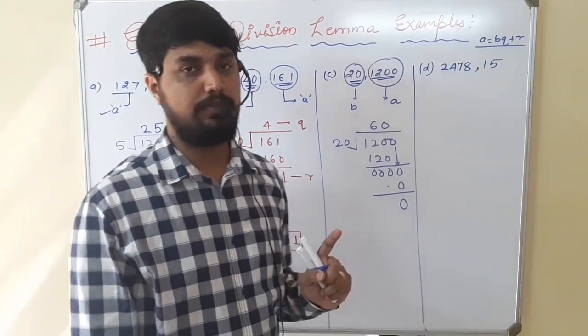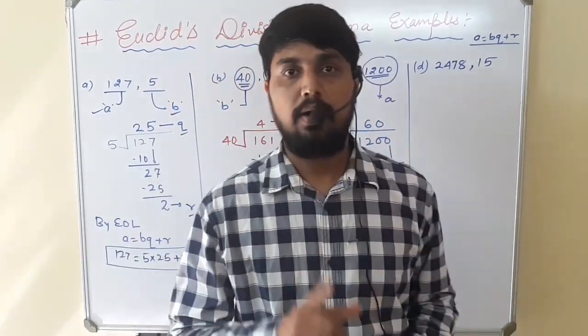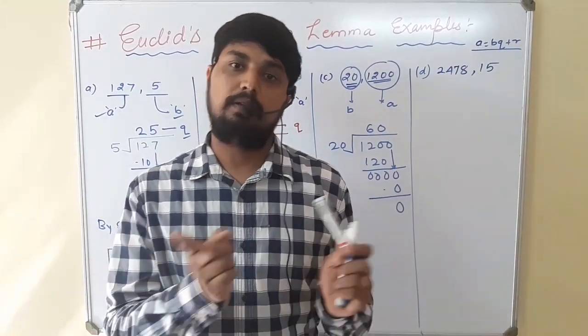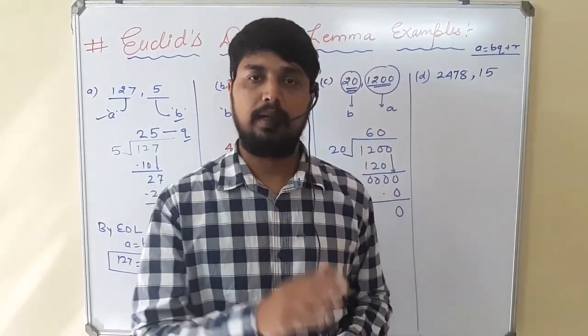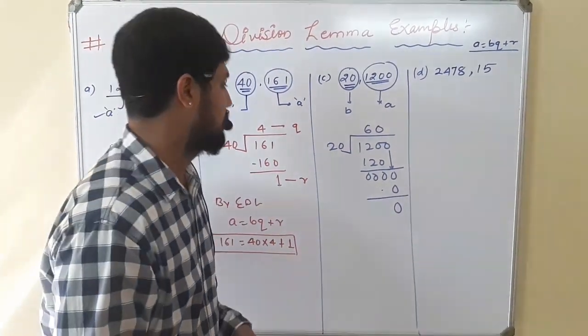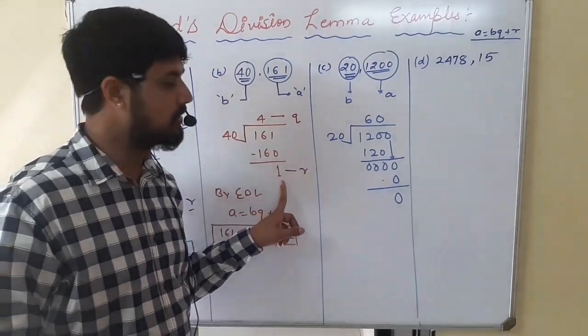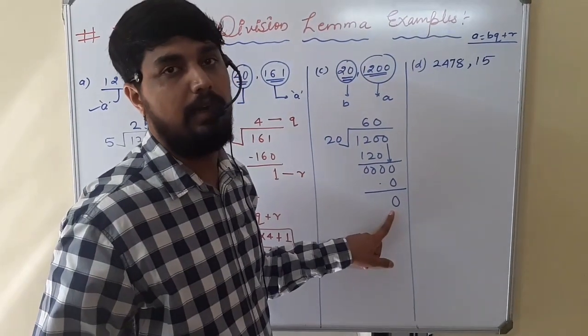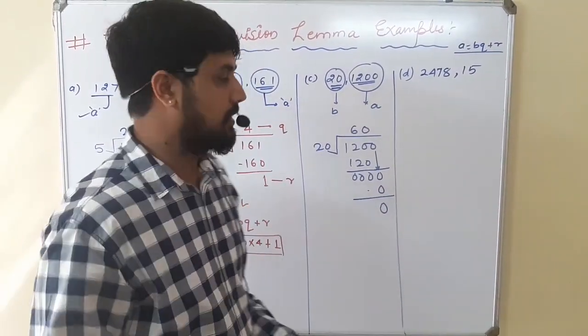This we have already discussed in the previous video: the remainder value either can be 0 or more than 0, but it is always less than b. That means the value of remainder can be 0 and more than 0. In this case, we saw the remainder is 2. Here in this case, we saw the remainder is 1. In this case, we got remainder value as 0. The value of remainder can never be less than 0.